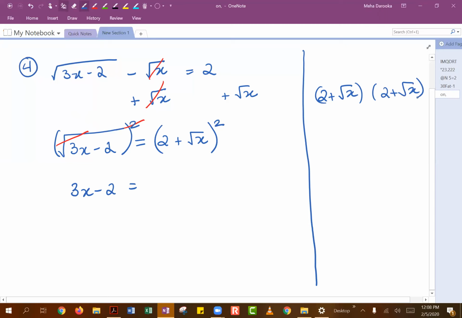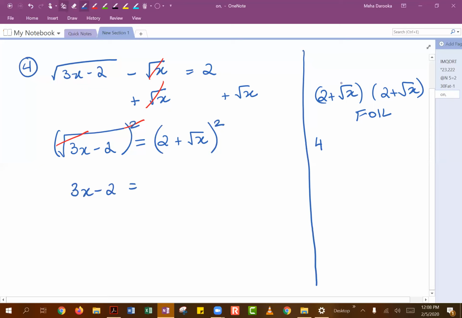You are still going to have to FOIL that right-hand side, right? Because it's a binomial term with the second power. So when you do FOIL, what will you end up with? Yeah, very good. So with the FOIL, we end up multiplying the first terms, which is 2 times 2, that will be 4.